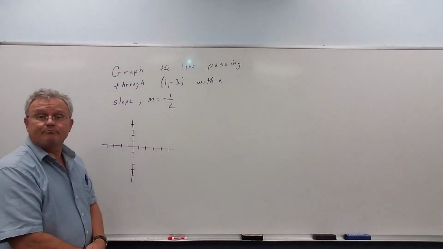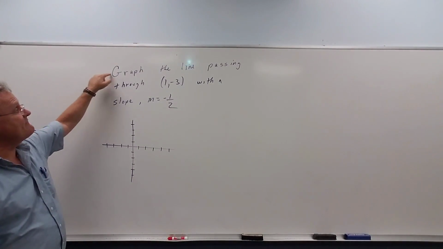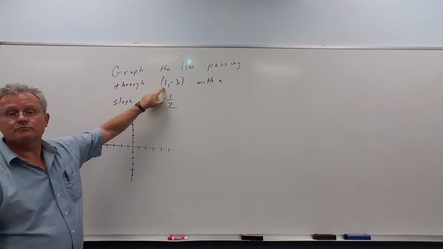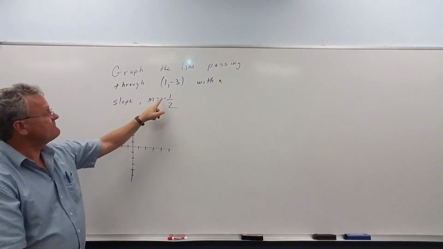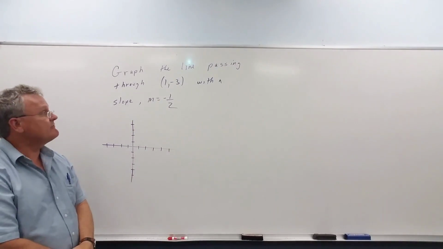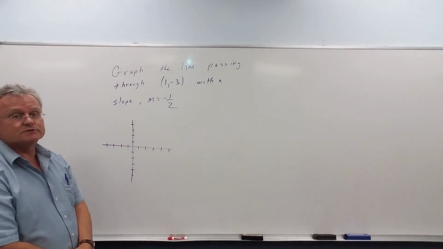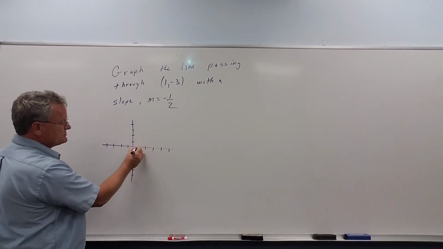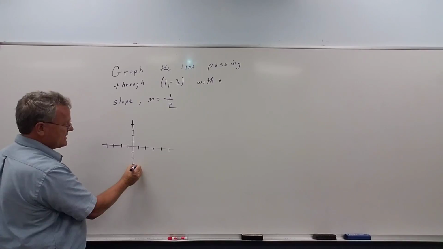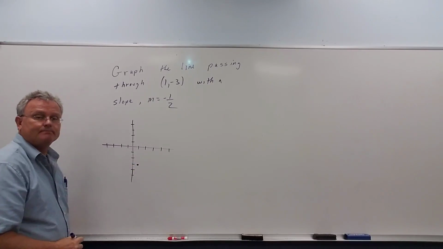All right, in this problem, we're asked to graph the line that passes through the point (1, -3) and has a slope of -1/2. So the first thing we do is plot the point (1, -3). So x is 1, y is -3, is right there.